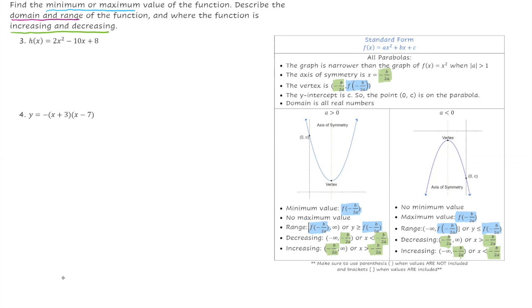So we have the same little chart over here to the right, and this is what you use when you are in standard form, like ax squared plus bx plus c. And this first problem, this h of x, is in that form. So that tells me I've got to use what I've got in the box here.